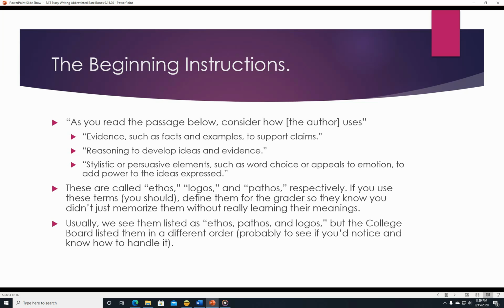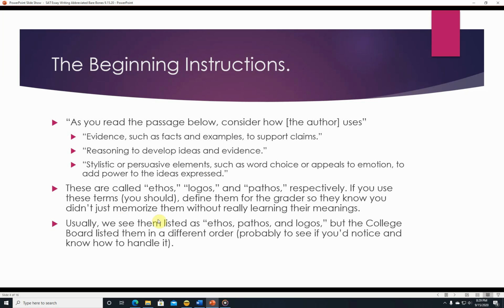So if you use these terms, and you should, define them for the grader so they know you didn't just memorize them without really learning their meaning. So you should put ethos, evidence such as facts and examples; logos, reasoning; pathos, word choice or appeals to emotion, stylistic or persuasive elements.